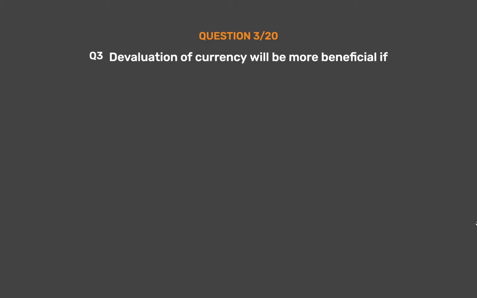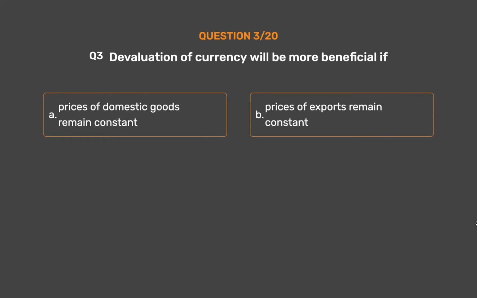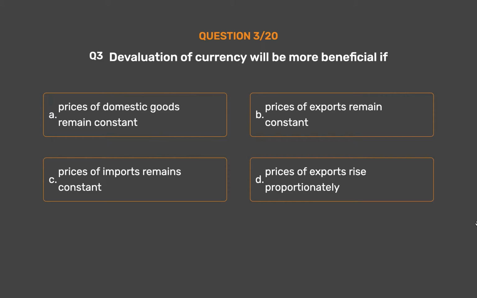Question number 3. Devaluation of currency will be more beneficial if Option A. Prices of domestic goods remain constant. Option B. Prices of exports remain constant. Option C. Prices of imports remains constant. Option D. Prices of exports rise proportionately. The correct answer is Option B. Prices of exports remain constant.